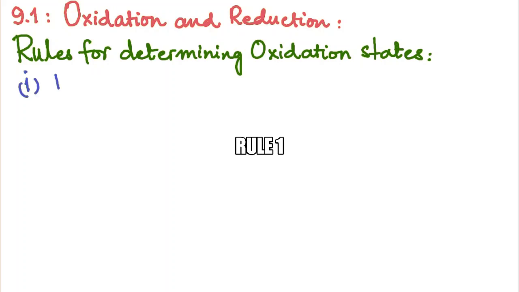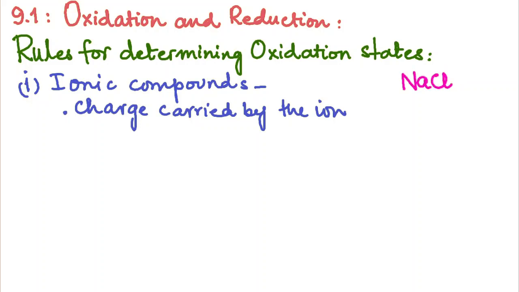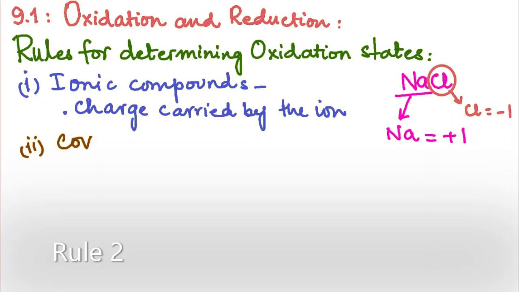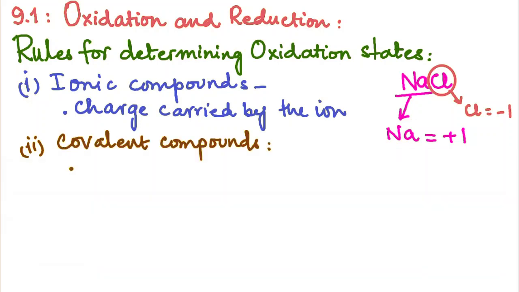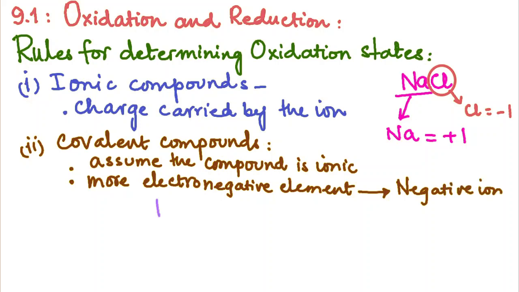So the first thing first, for ionic compounds, the oxidation state of each element is equal to the charge carried by each ion. For example, in the case of sodium chloride, the oxidation state of sodium is +1 and the oxidation state of chlorine is -1. In case we are dealing with a covalent compound, then we will assume the covalent compound as an ionic compound, and the element having the higher value of electronegativity is going to form the negative ion. For instance, in the case of ammonia, which is a covalent molecule, the oxidation state of nitrogen is -3 while the hydrogen is +1.